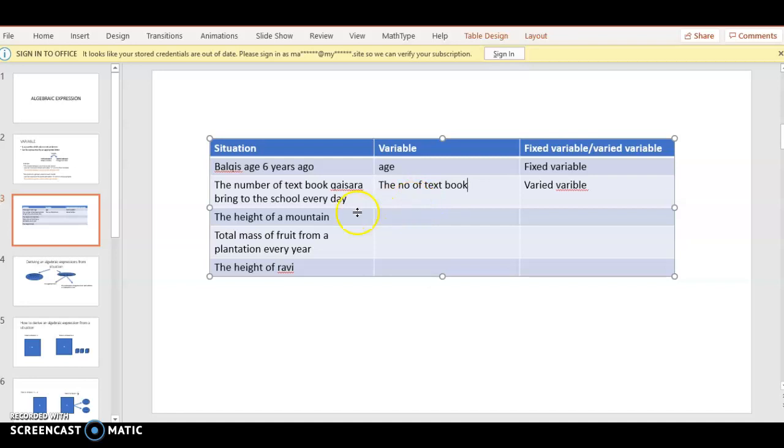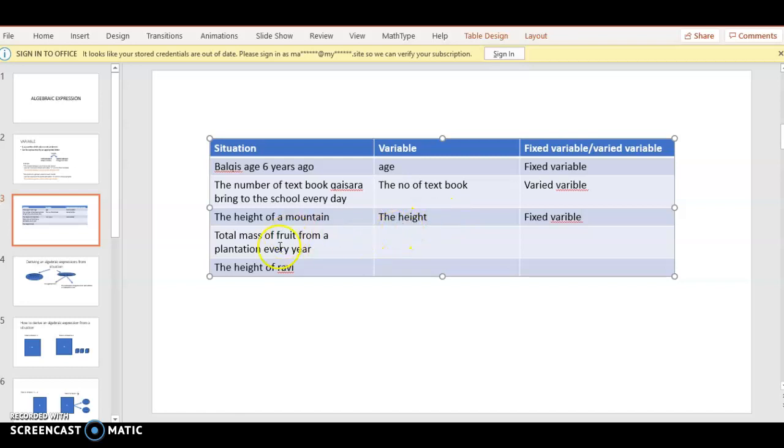Okay, the number of textbooks. Okay, the height of a mountain. Okay, it's a fixed variable or a varied variable. It will be always a fixed variable, and the variable will be the height.